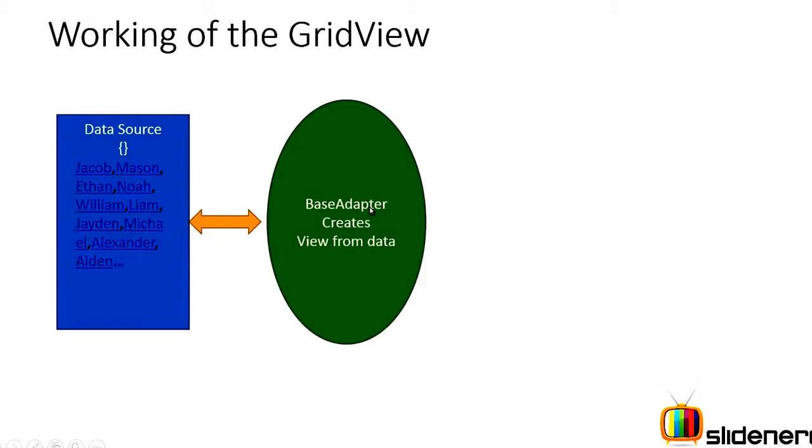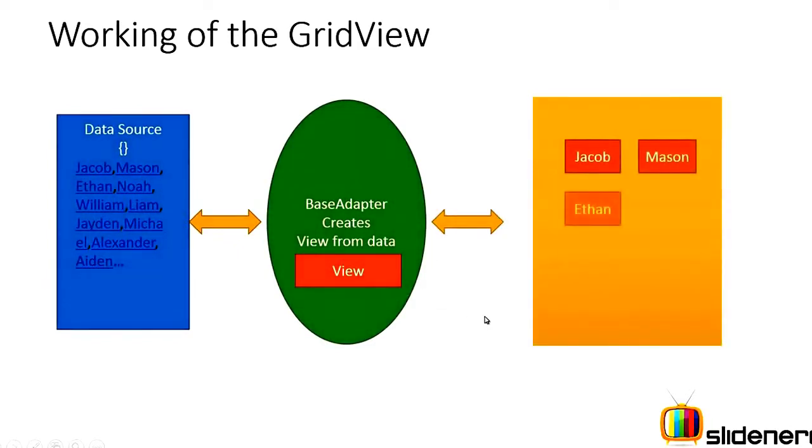Now if you guys have seen my previous videos about the adapter, you remember that the adapter is something responsible for taking items from the data source, creating views out of those items, and giving these view objects back to your compound views over here. So in my case, these items Jacob, Mason, Ethan, Noah, they are taken here. The base adapter probably puts them inside a simple text view. These text views are given back here to your grid view, and that is why you see data arranged along rows and columns. This is how the grid view works.